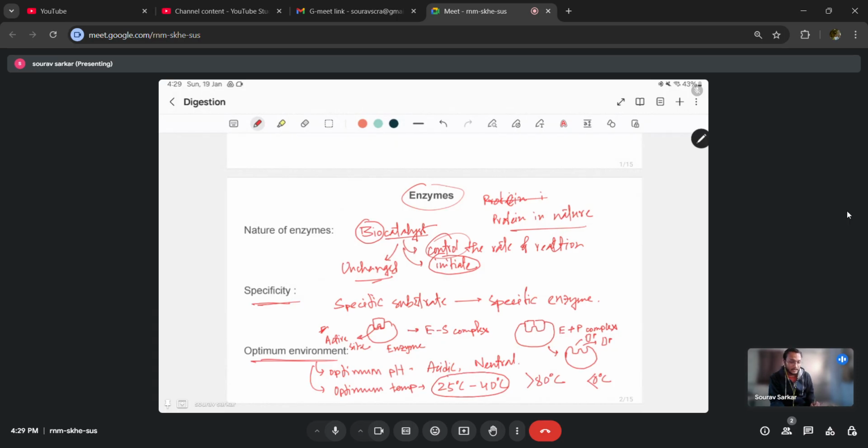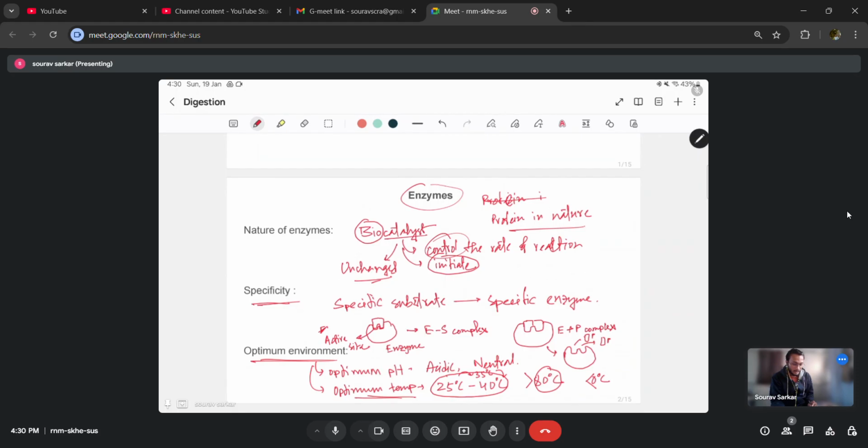From 25 to 35 degrees centigrade the enzyme activity will increase, and from 35 to 40 the enzyme activity will again increase, but above 80 degrees centigrade the enzyme can't perform properly. So each enzyme has an optimum temperature level. These are the characters of enzymes.